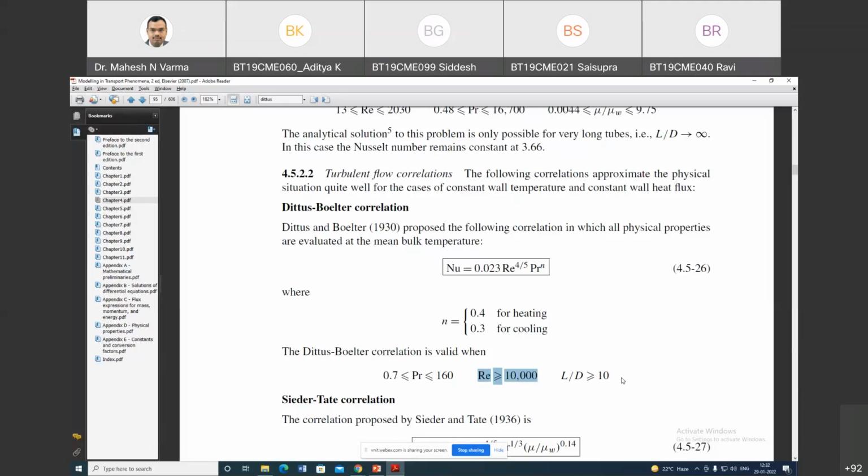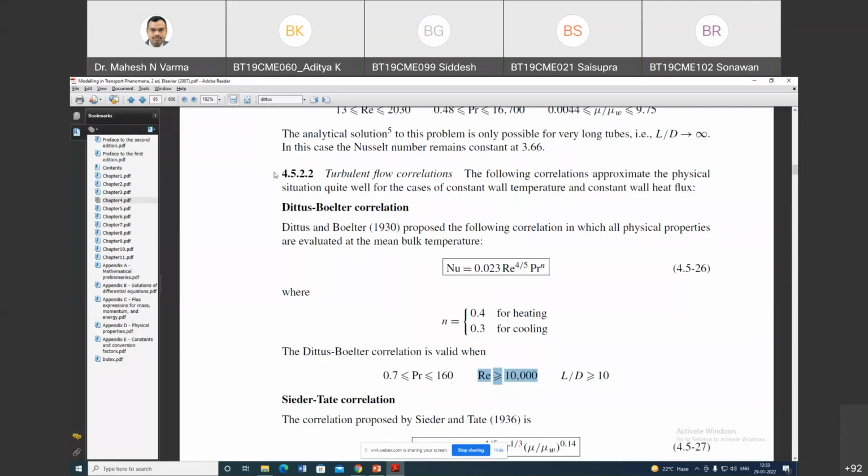And one more important limitation. What is the important limitation for the Dittus-Boelter correlation? Most importantly, it is flow through circular pipe. Yeah, very good. So it is true only for flow through circular pipe. So you cannot use this correlation for flow over a flat plate.